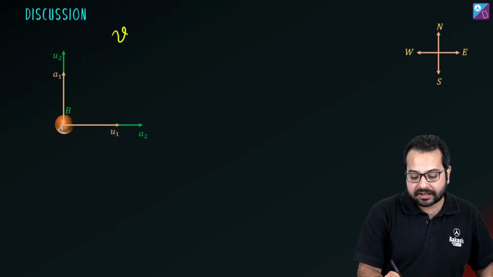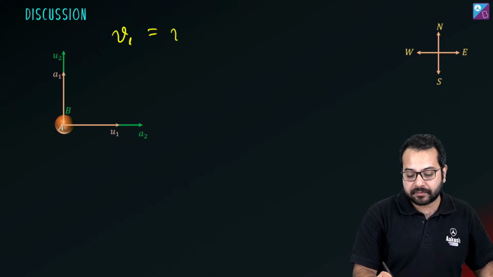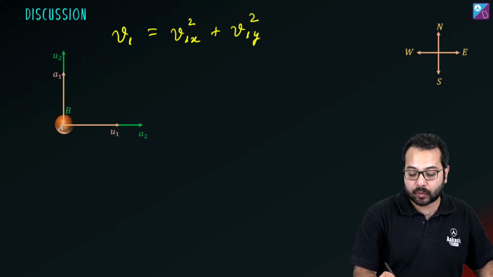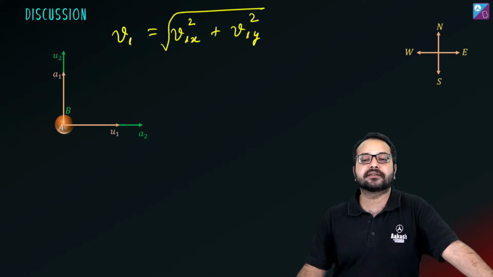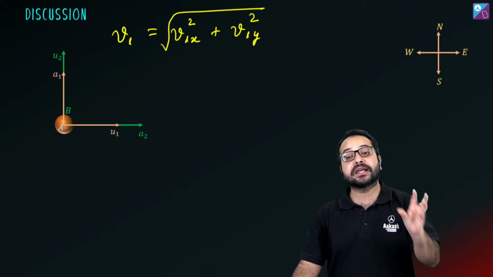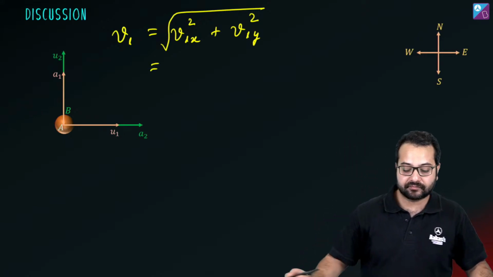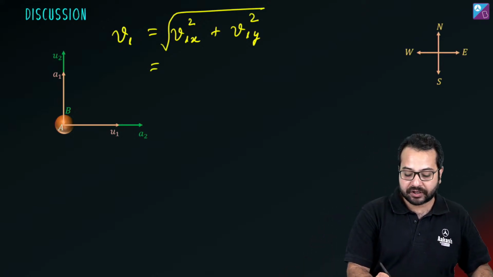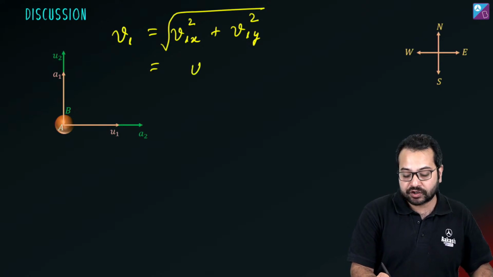So we can say that the speed of particle 1 is going to be particle 1's speed in the x direction, the square of that, plus particle 1's velocity in the y direction, and the square of that, and the under root of that. Is that correct? This is going to be the velocity 1. This is going to be the speed of particle 1. Okay. Now its velocity in the x direction is not changing because there is no acceleration in the x direction. So this will remain u1. So this becomes u1 square.